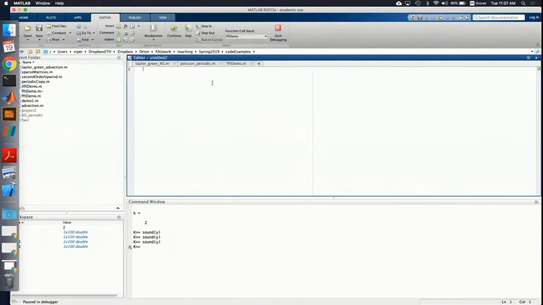Okay, so we're talking about signals, right? So let's generate a signal. Let's say x goes from 0 to 2 pi and let's say 1,000 increments. Can you see what I'm typing? Is it big enough? Okay, let's say y equal sine of x, and let's plot this.